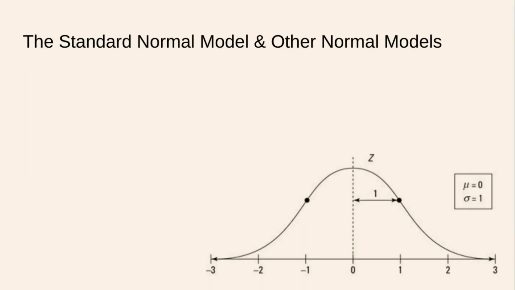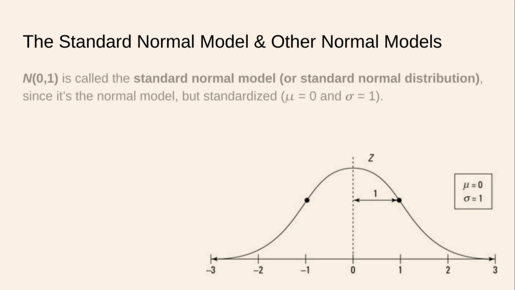Let's look at the standard normal model, and let's contrast that with other normal models. N(0,1) is called the standard normal model. That's the standard normal distribution. Again, I'll use that interchangeably. Since it's the normal model but standardized, all right? Remember from the last lesson, when you standardize a set of data, you are setting the mean to be equal to 0 and the standard deviation to be equal to 1. Okay, that is what standardizing does.